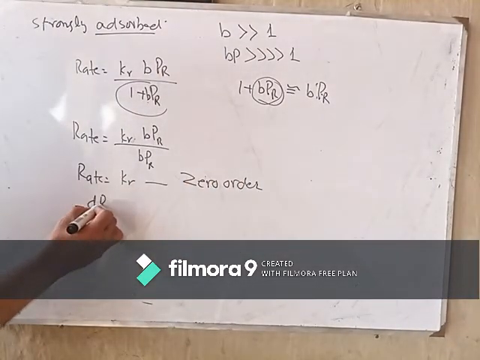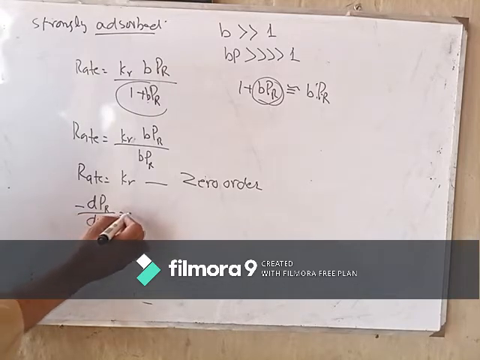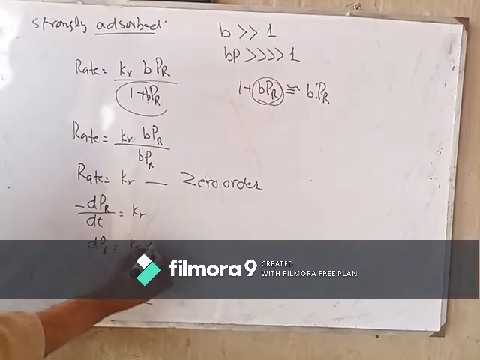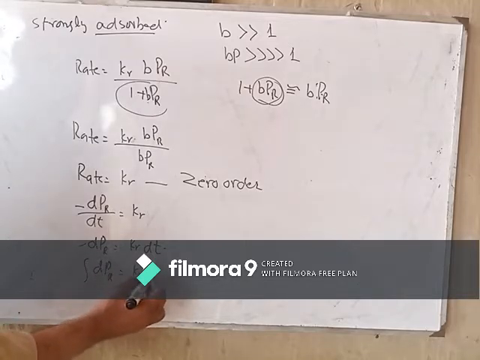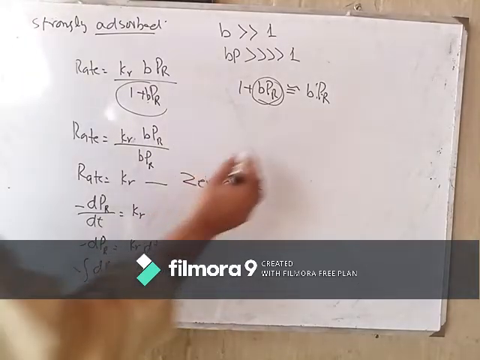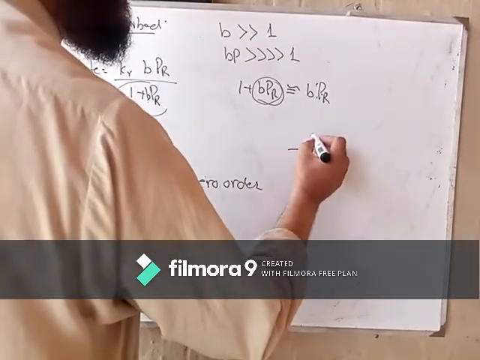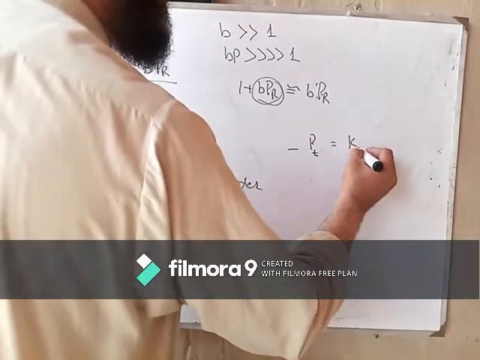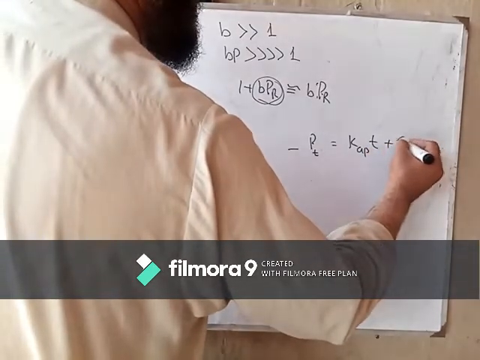Minus dPr divided by dt is equal to Kr. So dPr is equal to Kr and dt. इंटीग्रेट करते हैं, माइनस dPr Kr and dt. इससे क्या होगा? It becomes equal to minus Pr, इसका इंटीग्रल minus P at different time interval and Kap and T plus constant.